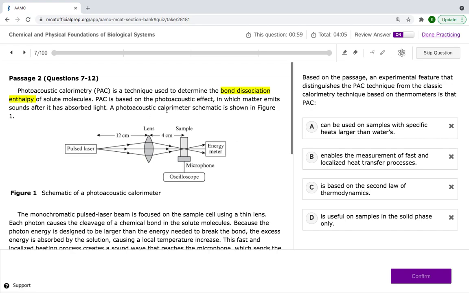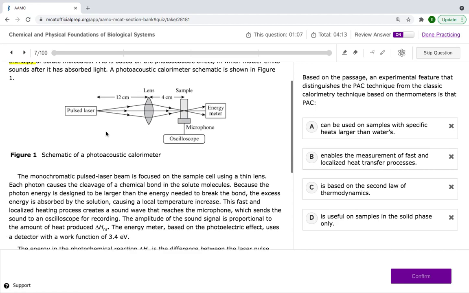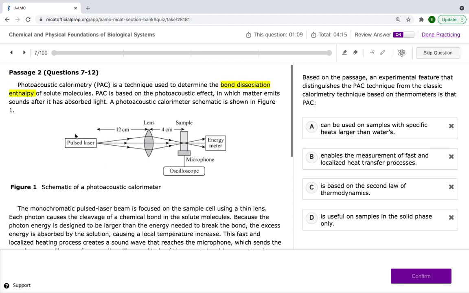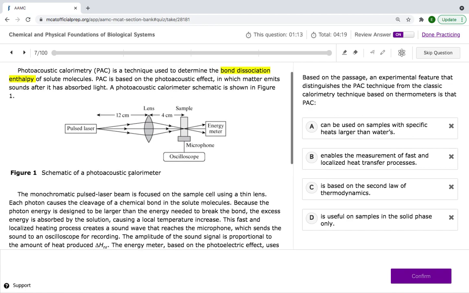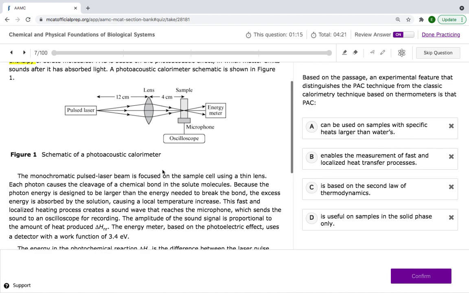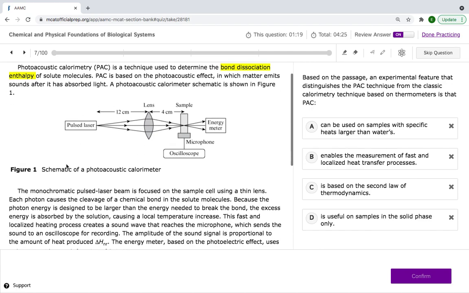A photoacoustic calorimeter schematic is shown in figure 1. This is the schematic, this is the figure. When you're presented a figure, like a diagram like this in the CP section, you don't want to spend too much time on it. You don't want to spend too much time reading through it and trying to make sure you know everything. Briefly, quickly look at it, just so you know what is going on.